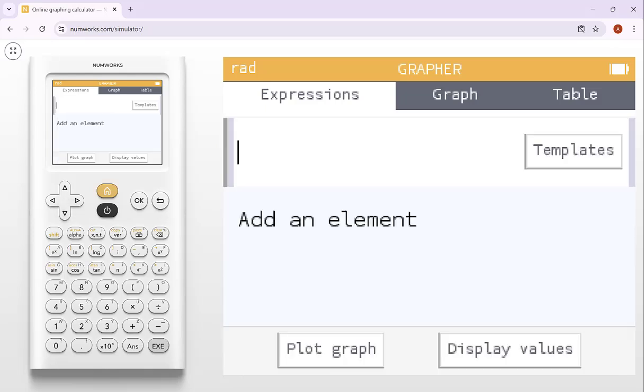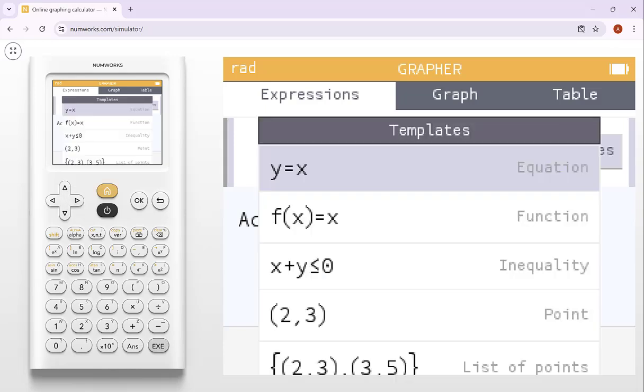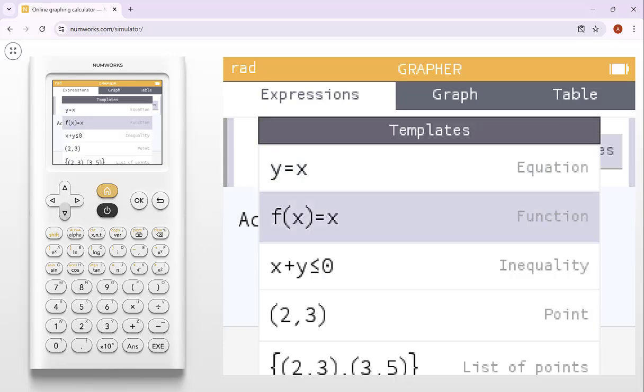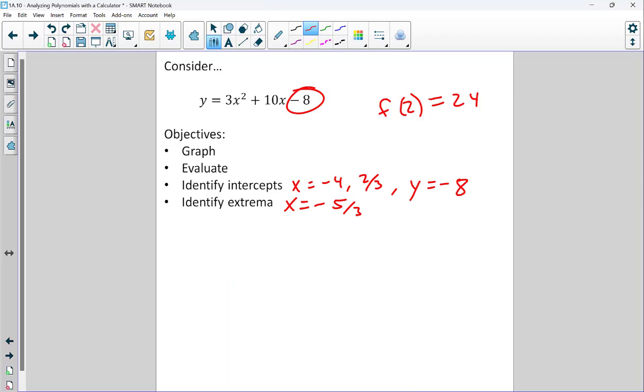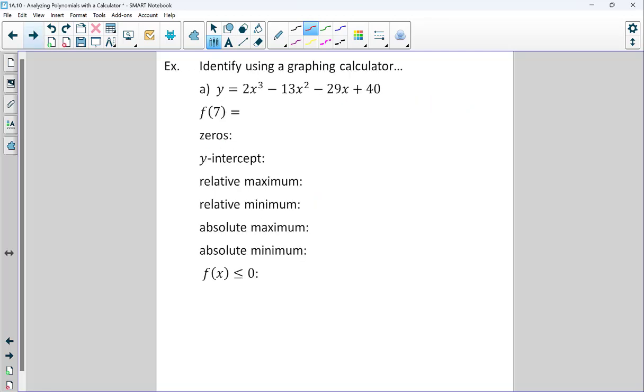Keep in mind when I go to add the element, I could default to function notation. I could just start with that instead of typing it in after the fact. All right, so now we have seen how to graph something, evaluate something, and identify intercepts. So here's another one. Try this. Pause here, play when you're ready.